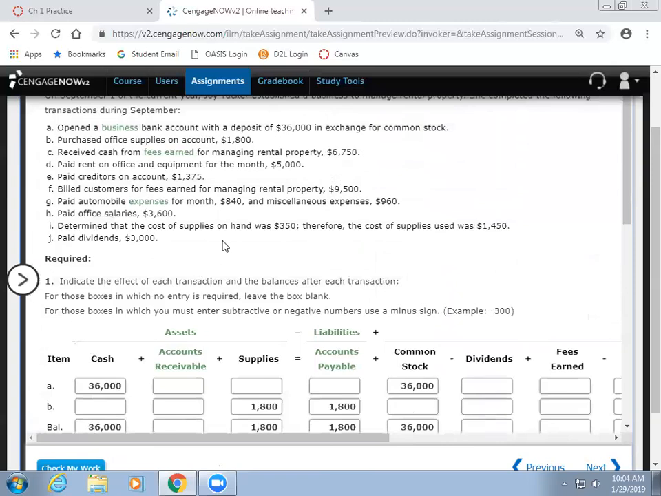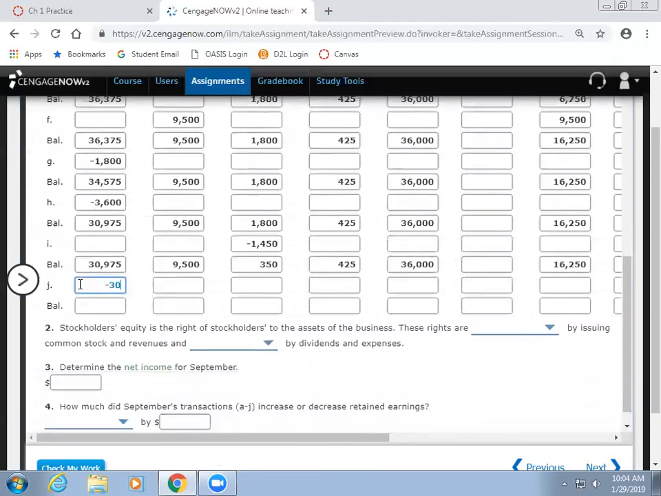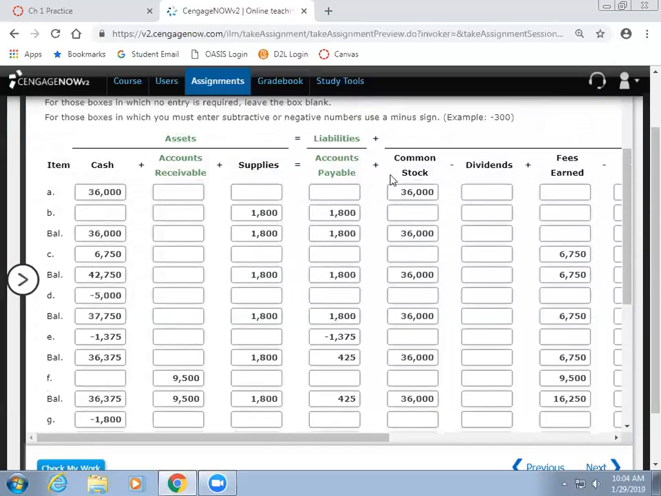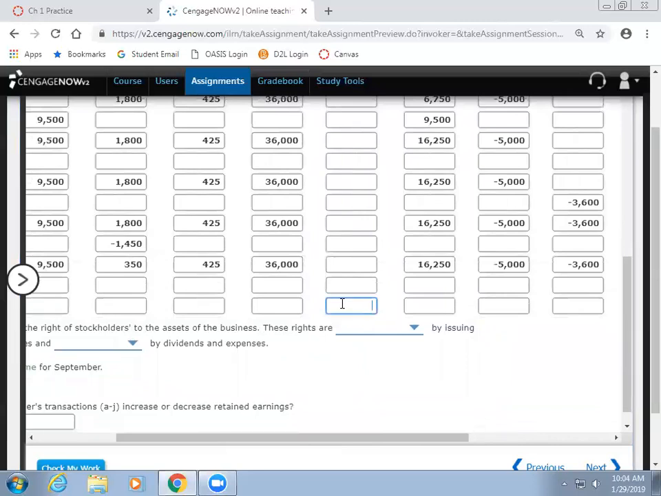We have J, we paid dividends of $3,000. So what two accounts are affected if we pay dividends $3,000? Cash and dividends. Very good. Cash, negative 3,000 since we paid. And then you should have a dividends account right after common stock. Dividends also get subtracted out of equity just like expenses. So we're going to put in a negative 3,000 for our dividends.